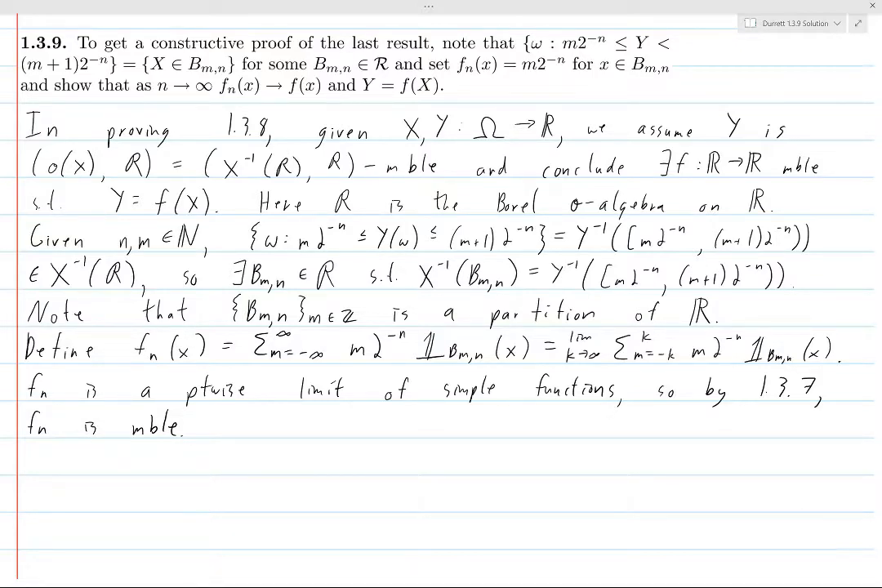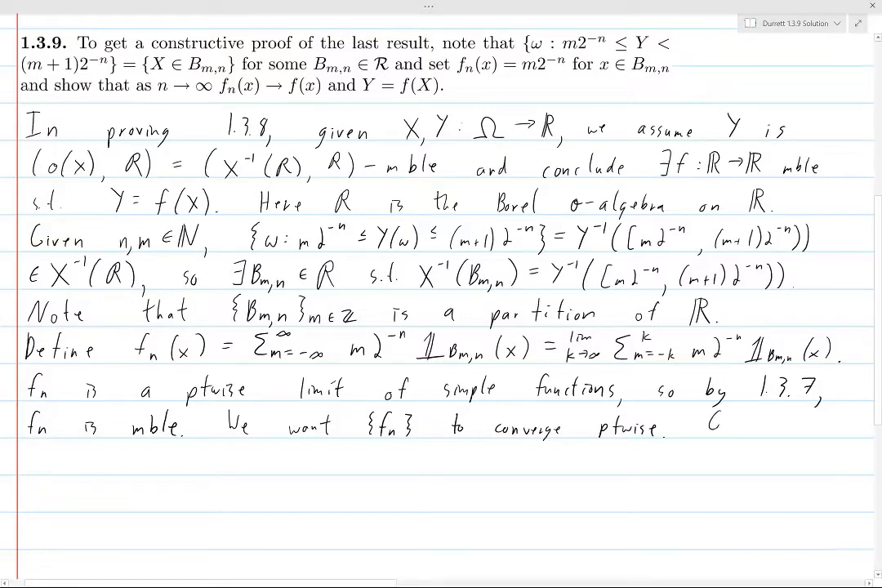Okay, so each Fn is a measurable function. And now we want the collection of functions Fn to converge pointwise. We know that these simple functions converge to Fn pointwise, but now we need the Fn's to converge to F pointwise. And this function to which it converges, we're going to call it F. So we want the Fn's to converge pointwise.